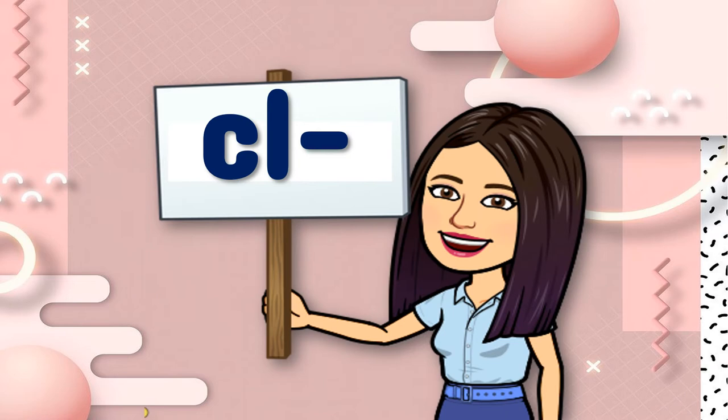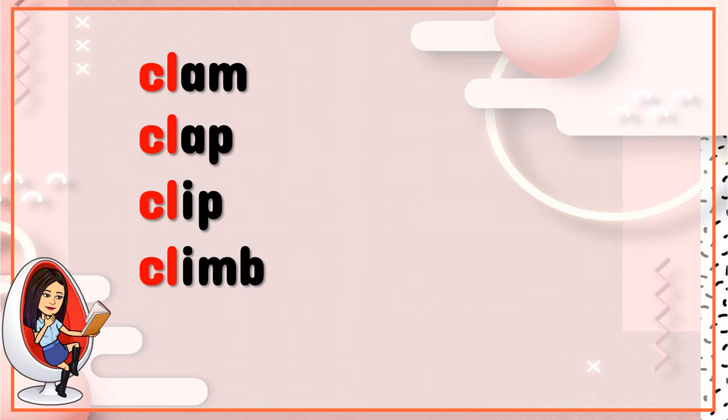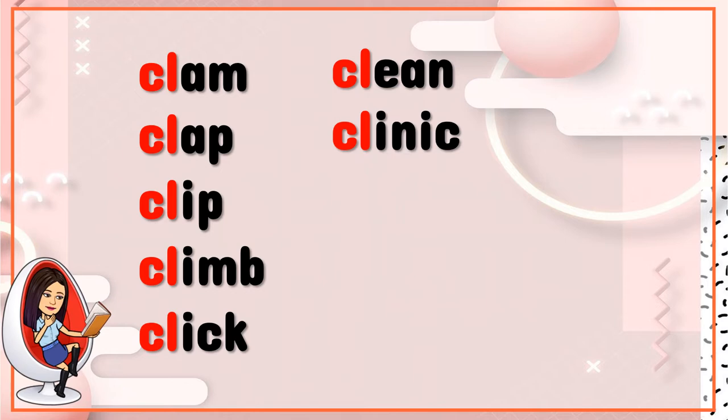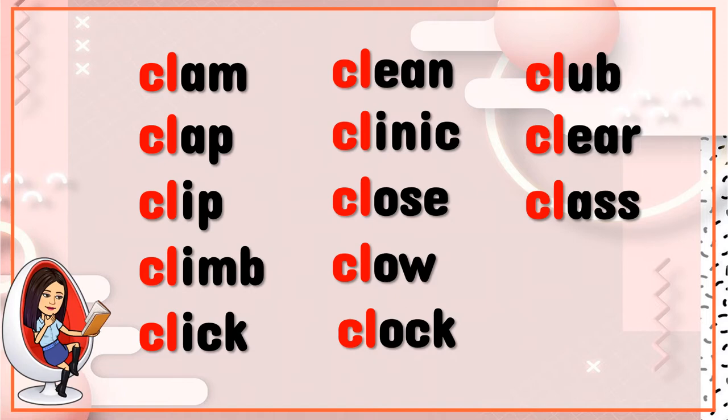Let's now proceed with CL blends. The letter C makes the sound K. The letter L makes the sound L. The CL blend makes the sound CL. Here are a few words that begin with CL blend. Glum, glop, clip, climb, click, clean, clinic, close, glow, clock, club, clear, class, clan, claw.